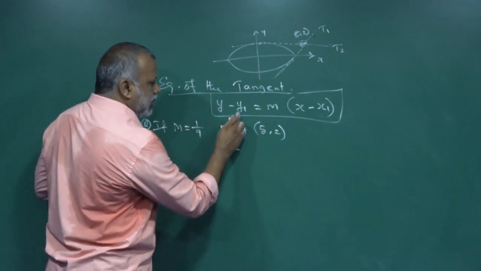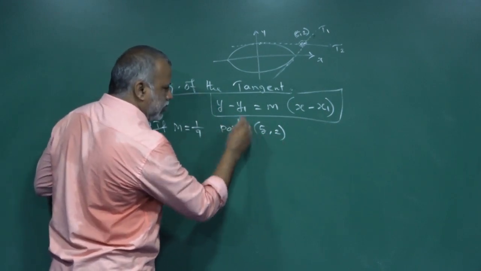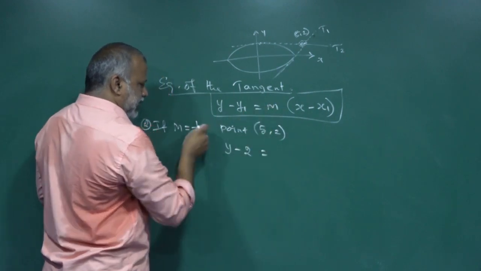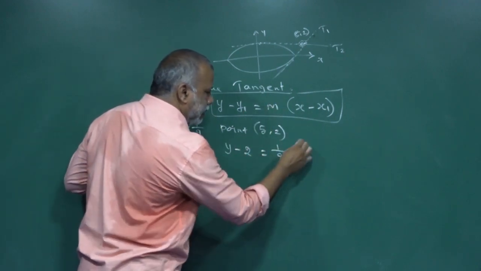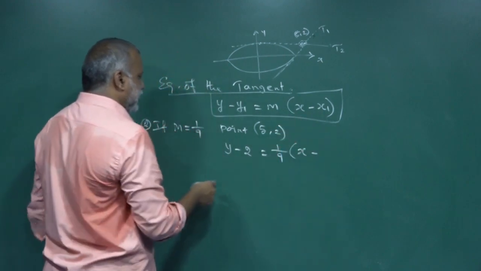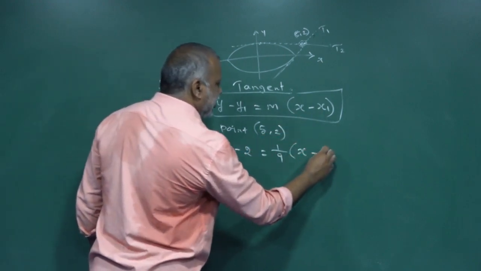What is the value of y1 here? See x1 comma y1, 2. Now what is the value of m? 1 by 9, x minus x1, which is 5.